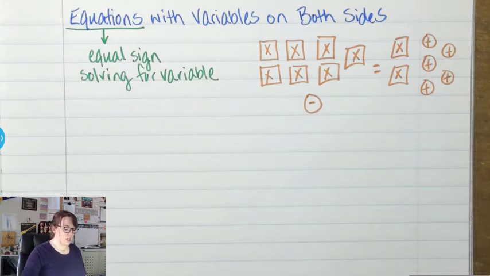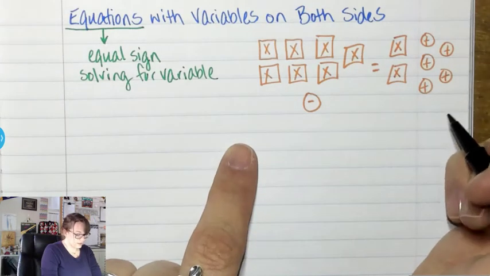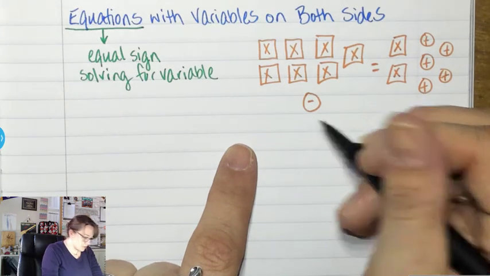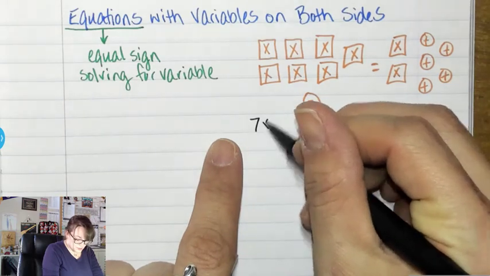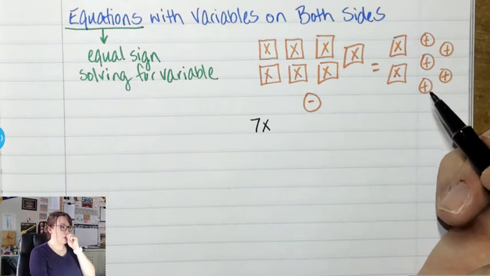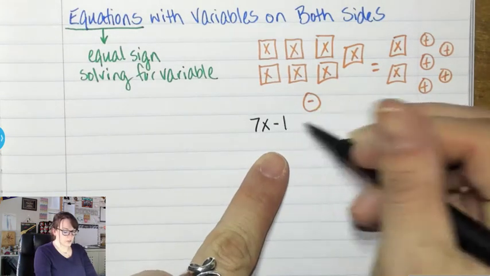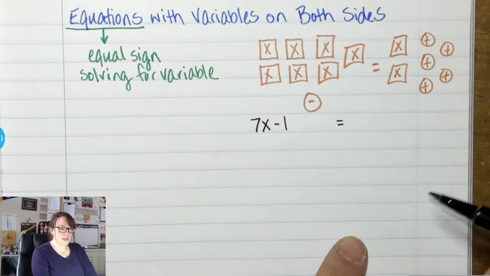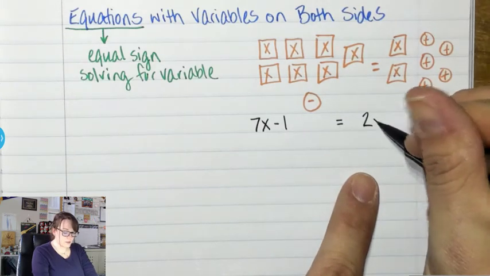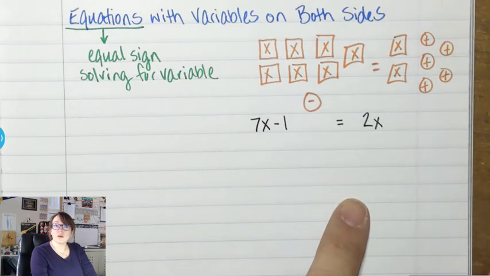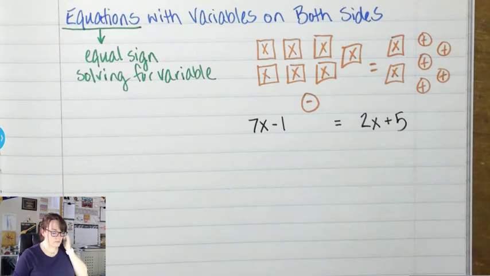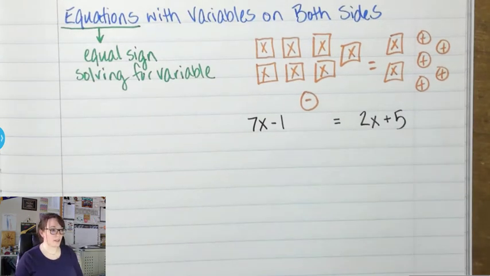So how many x's are on the left side? 7. Are they positive x's or negative x's? Positive. They don't have a negative sign, so they're positive. So we've got 7x. What else is on the left side? 1 negative, so negative 1 equals, how many x's are on the right side? 2 x's. And what else? 5 what's? Positive, so positive 5. So this is what we're solving today.